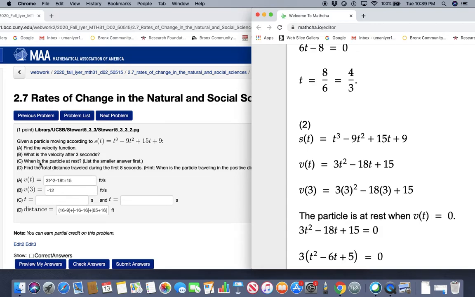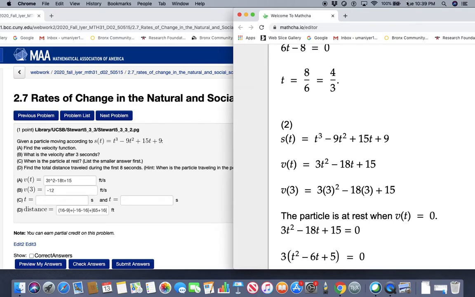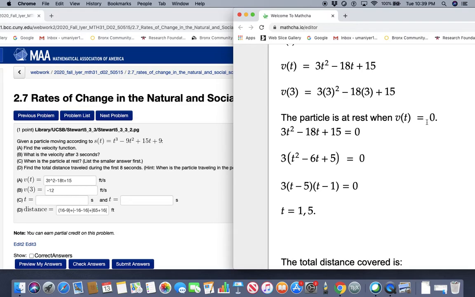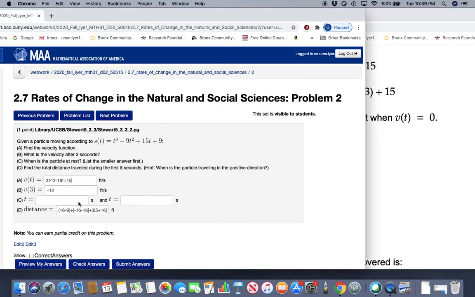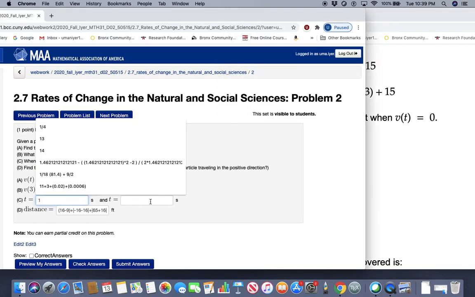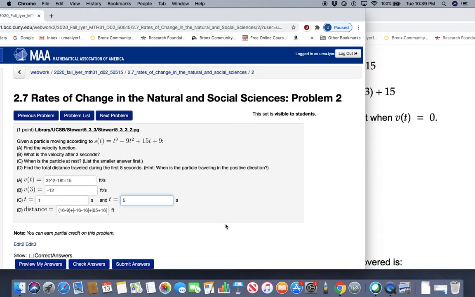Now, part C is, when is the particle at rest? The particle is at rest when velocity is 0. So that is your velocity. That has to be 0. So you need to factor it. Common factor 3. Factor this. You get t equals 1 and t equals 5. All right. So the smaller one first, 1 first and then 5 next.